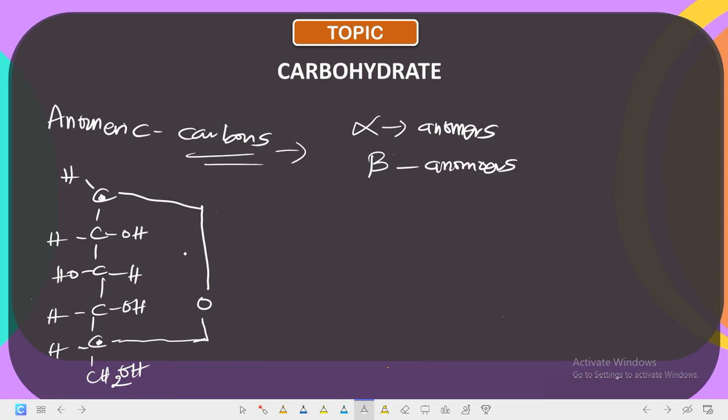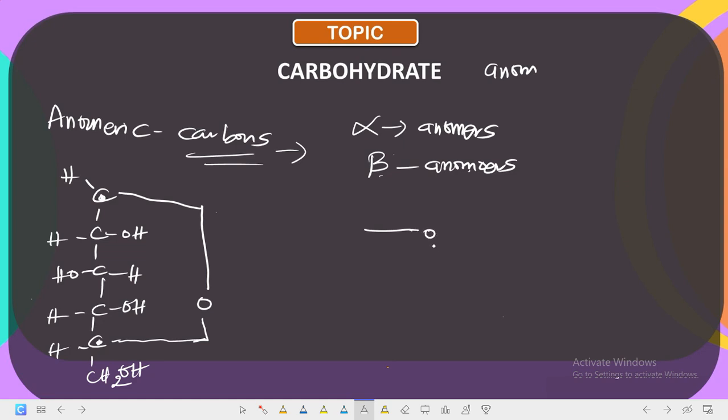Now, there are two configurations around the anomeric carbon. The anomeric carbon, in this case, is carbon 1 for glucose. Are you getting it? There are two configurations, which are the alpha anomer and the what? Beta anomer. Are you getting it? So let us know the alpha anomer and the beta anomer. Now, the structure is something like this.